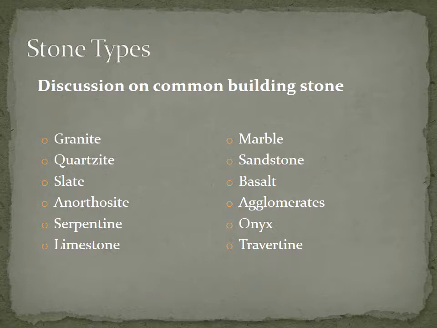Onyx is similar to marble. It's transparent. You can backlight it and it comes through. It looks really beautiful. There's only a couple of different varieties. The multicolor and a lemon colored onyx. They're not that popular. You do see it around, but it's very expensive. And, you know, you run into it every once in a while. It's pretty easy to recognize because, like I said, there's only really two types.